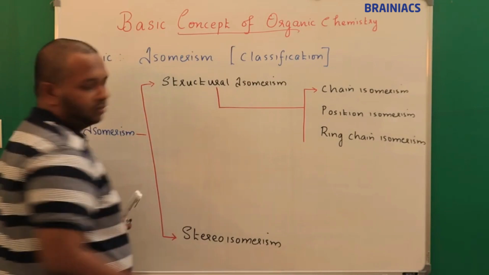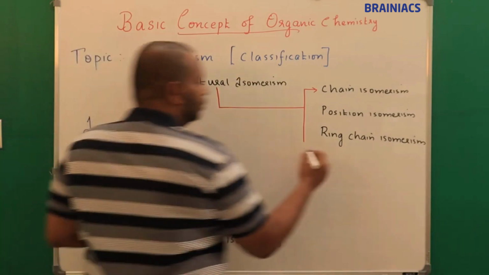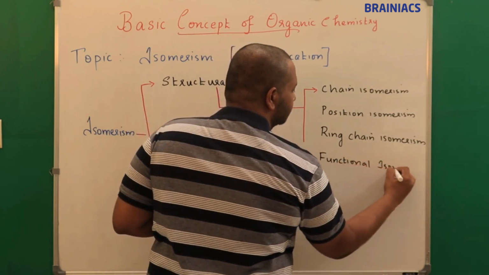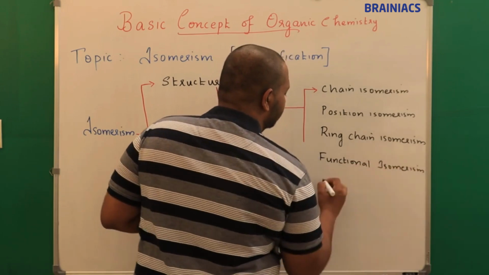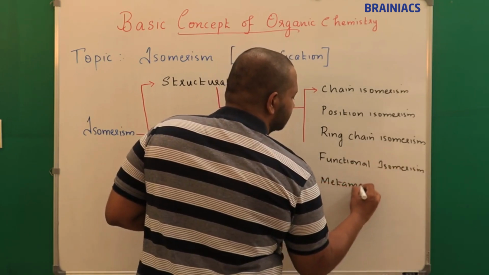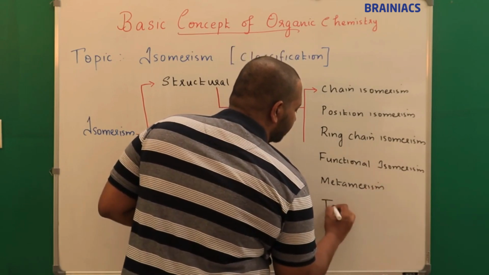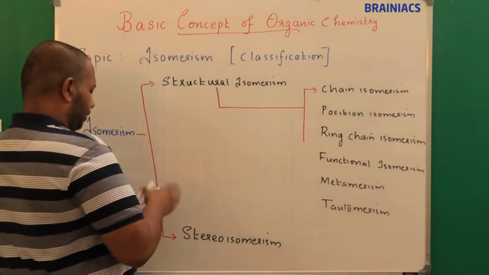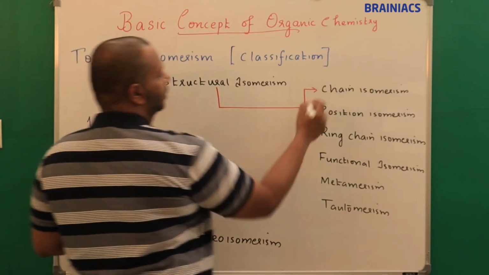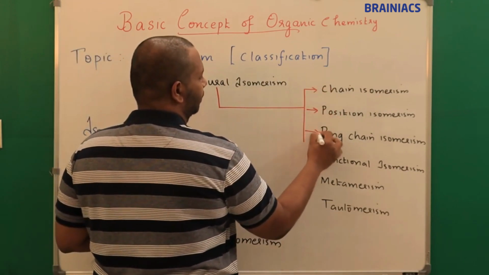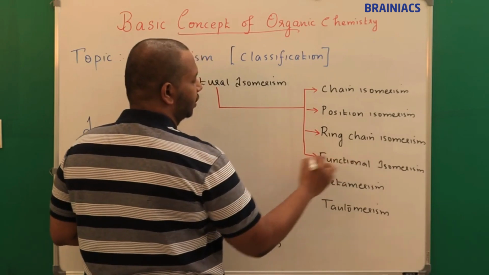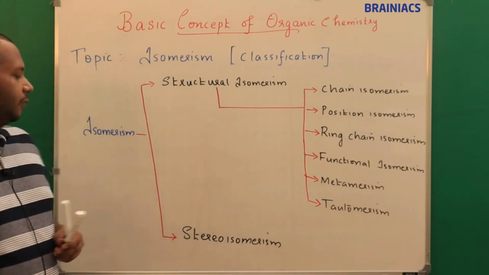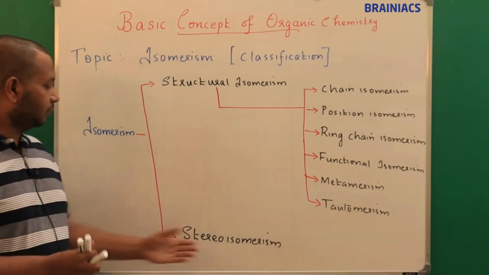Then can you say the next one? Then we can say it is further into functional isomerism. I have told this term many a times. Then comes metamerism. And last comes tautomerism. These two are very very important. So structural isomerism is further classified into chain isomerism, position isomerism, ring chain isomerism, functional isomerism, metamerism, and tautomerism. Clear for you? Now we will see the classification of stereoisomerism.